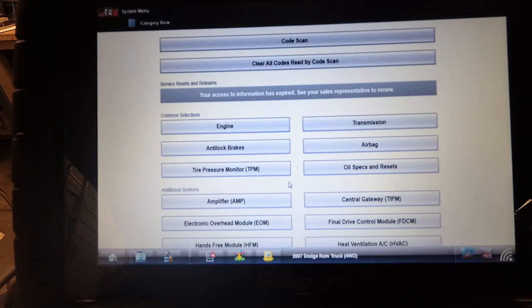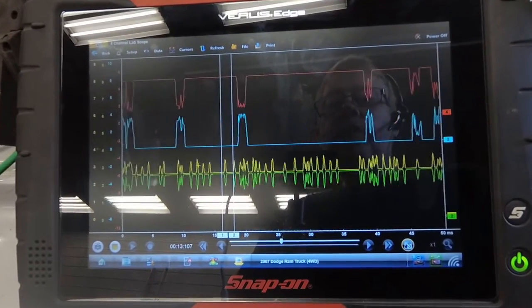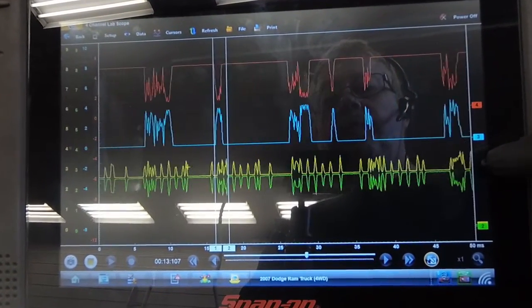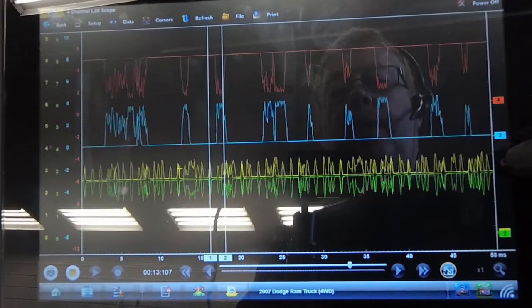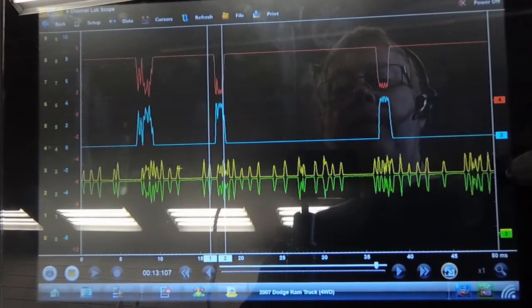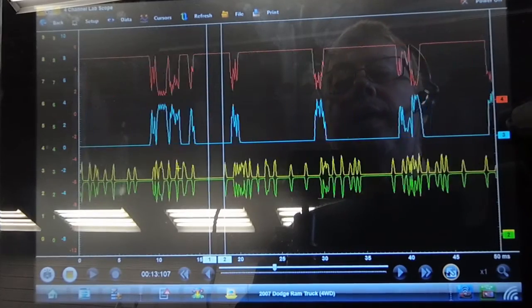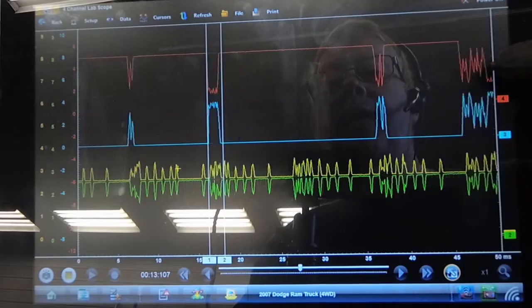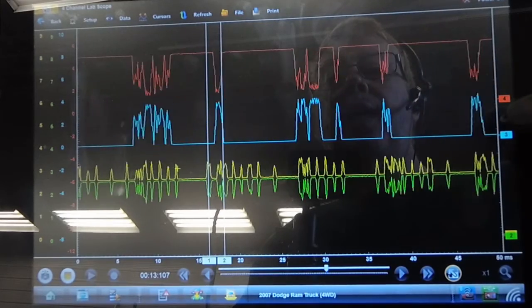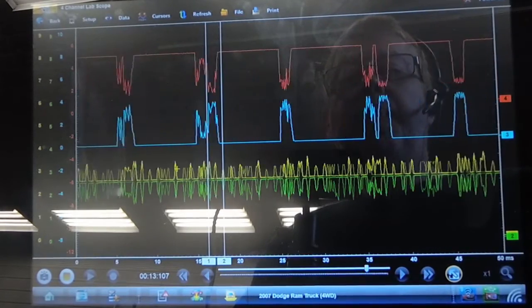So I'm going to hook up the lab scope and have a look at those CAN C and CAN B signals, just for future knowledge. This one is fixed now, it appears. So there's the 4 channels back up. The yellow channel, channel 1, is on CAN C plus. The green trace is on CAN C minus. The red trace is on CAN B minus, and the blue trace is on CAN B plus.